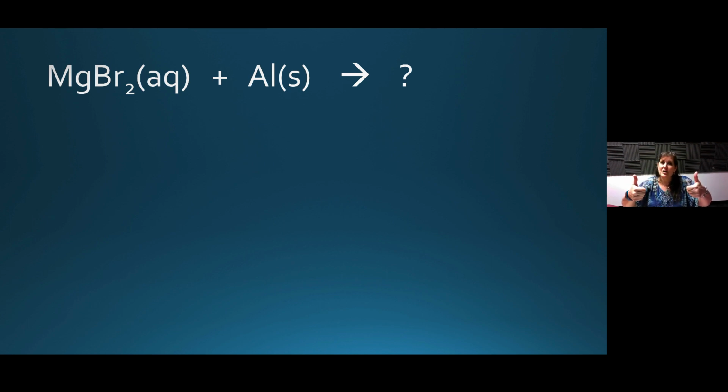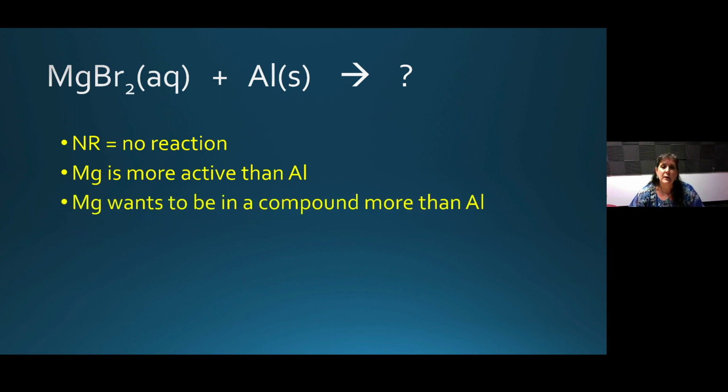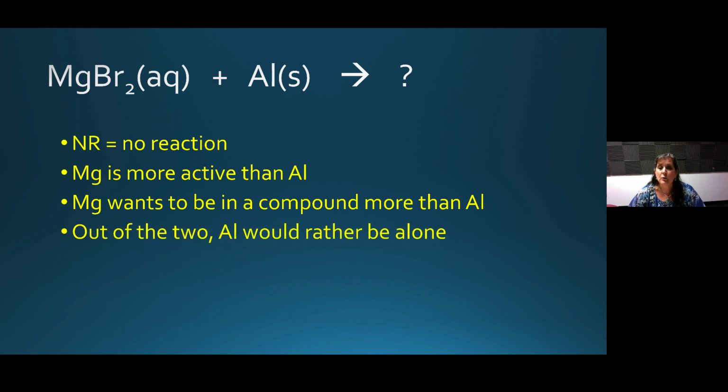So is there a reaction? No, it's already good. No reaction. Mg is more active than aluminum. Aluminum would rather be alone. Mg wants to be in a compound more than aluminum, and it is. It's in magnesium bromide. It's in a compound. Out of the 2 of these, aluminum would rather be alone, and it is. It's good. Don't do anything.